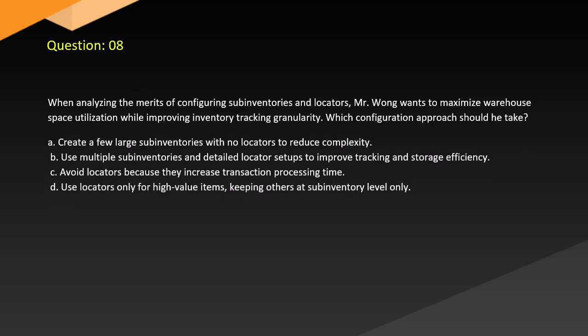Question 8. When analyzing the merits of configuring subinventories and locators, one wants to maximize warehouse space utilization while improving inventory tracking granularity. Which configuration approach should he take? A. Create a few large subinventories with no locators to reduce complexity. B. Use multiple subinventories and detailed locator setups to improve tracking and storage efficiency. C. Avoid locators because they increase transaction processing time. D. Use locators only for high-value items, keeping others at subinventory level only.